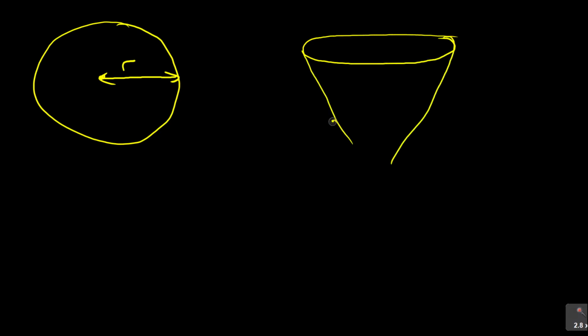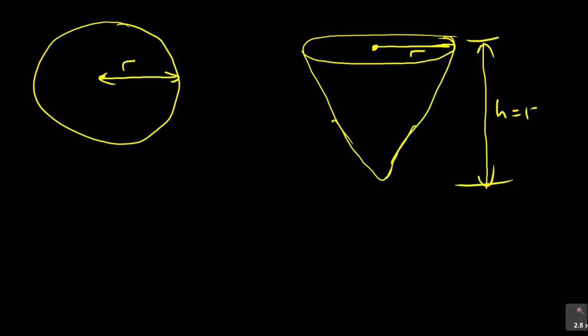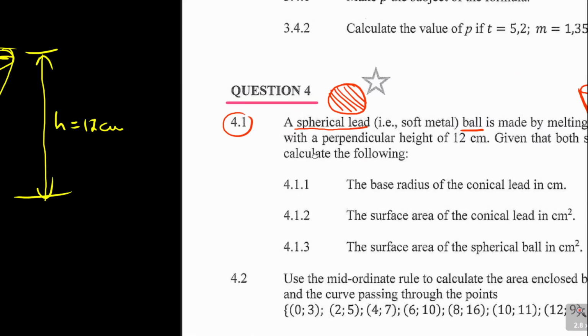So we've got this which has got a radius, and then we also have a conical flask like this, and we are also told that it has got the same radius, so it's r. But we are also given other information here. It says the perpendicular height they gave us here, height was equal to what? 12 centimeters. And I say, is it centimeters or meters?